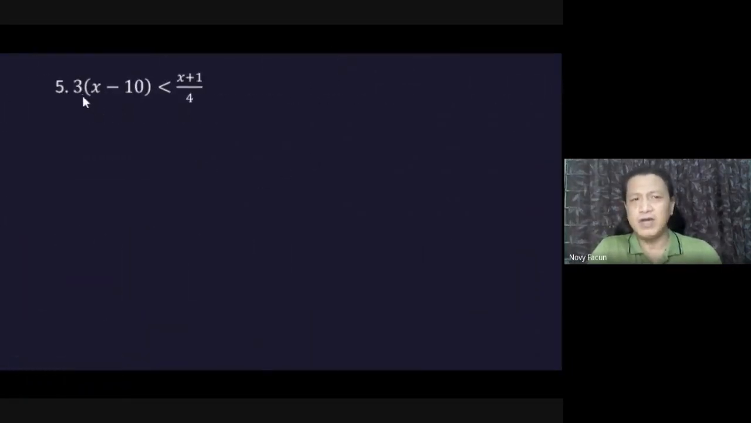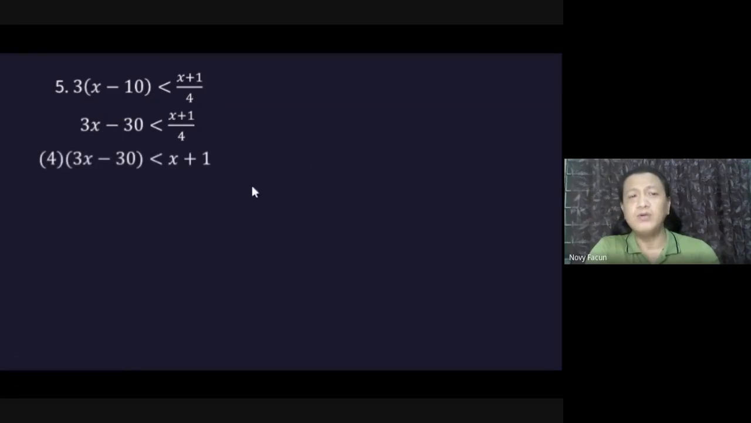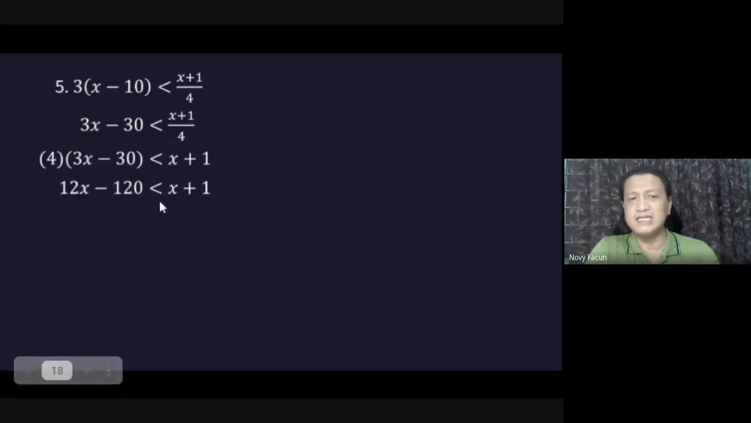And last example, we have 3 times the quantity x minus 10 is less than x plus 1 over 4. So, this kind of problem, you are going to cross-multiply since meron ditong fraction. So, since over 1, the denominator of this expression is 1, so we have to cross-multiply. Kaya magiging 4 times the quantity, ito yan, minultiply natin yung 4, denominator dito. Kaya 4 times 3x, tapos 4 times negative 30. So sa right side naman, same pa rin. And that is 12x minus 120 is less than x plus 1.